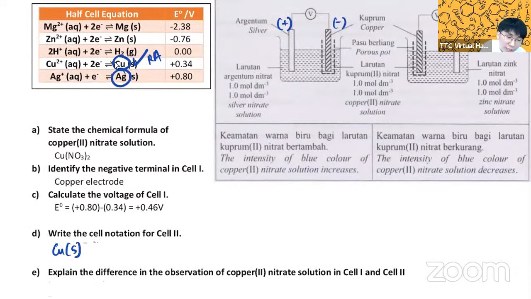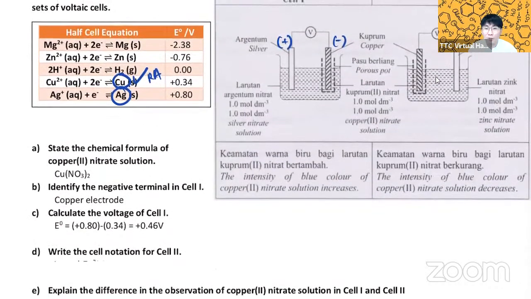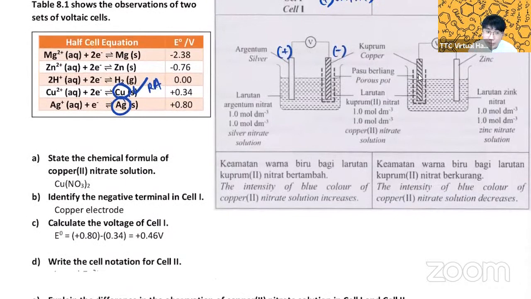Oh, for cell two, sorry guys. I almost got tricked. They want cell two, not cell one. Okay, so cell two is copper and zinc. So copper and zinc are different in here.